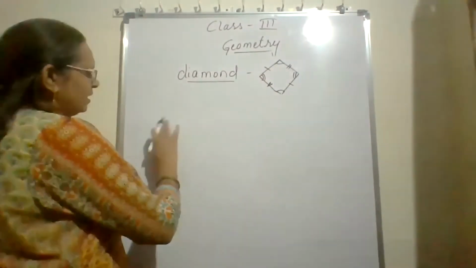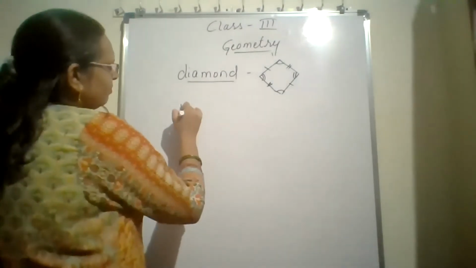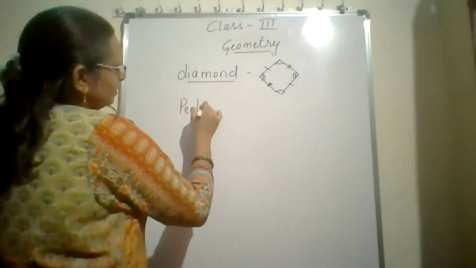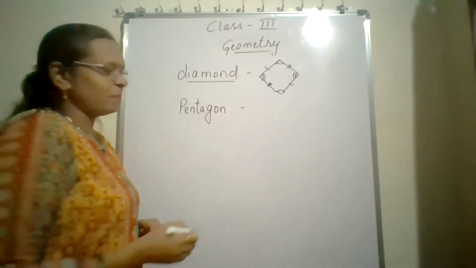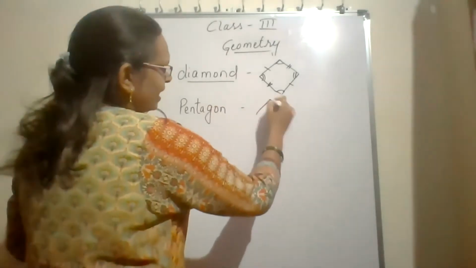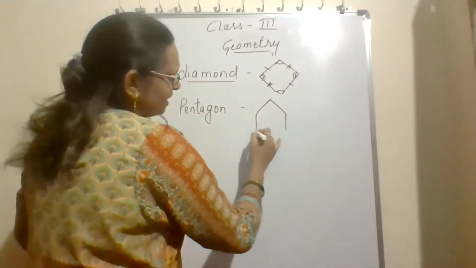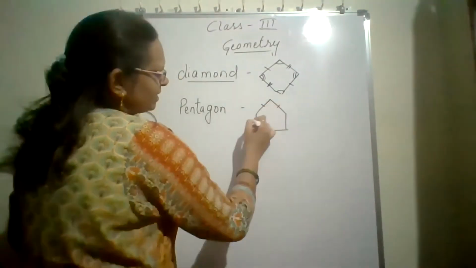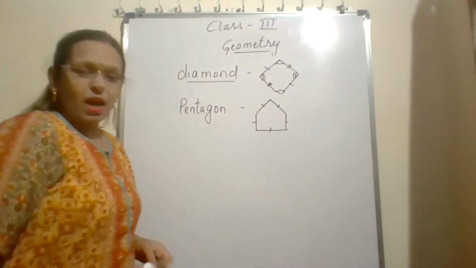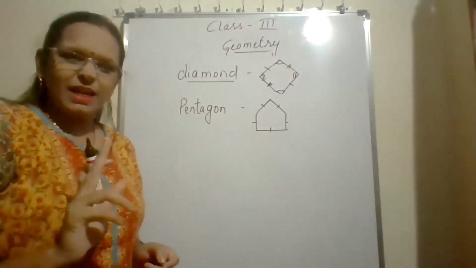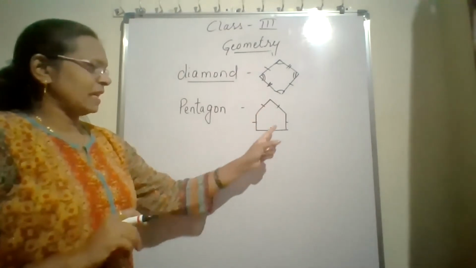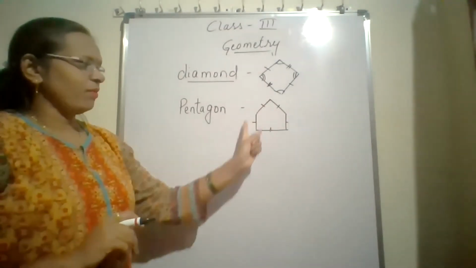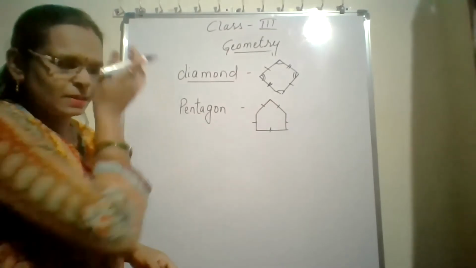Next shape is pentagon. It has 5 sides. Pent means 5. How many sides? 5 sides. So when any figure has 5 sides like this, this type of figure is called a pentagon.